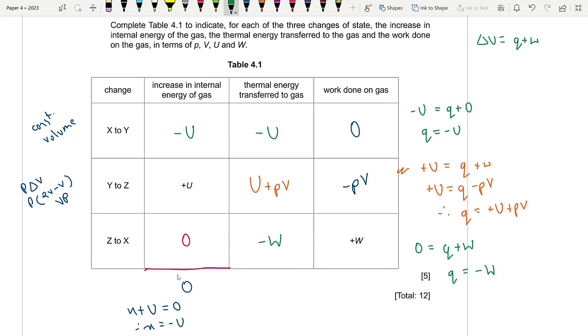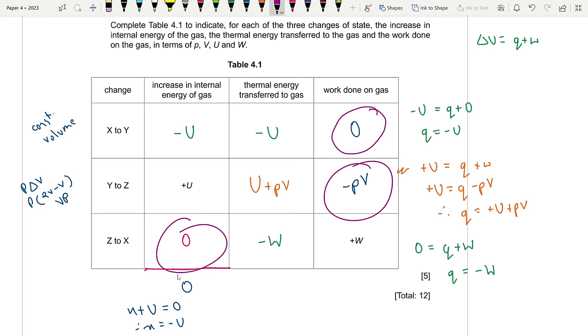How did I do this? At first, I figured out a few things: for X to Y, since the change was at constant volume, the work was zero. Next, for the change from Y to Z, since volume increased by V, an increase is associated with work done by the gas, so the value will be minus PV after working. P del V, so del V is V, and P is P, constant. So, increase, so the work done is negative. Also, I know that the change Z to X occurs at constant temperature, so the change in internal energy is zero.